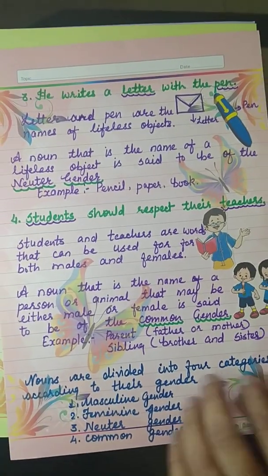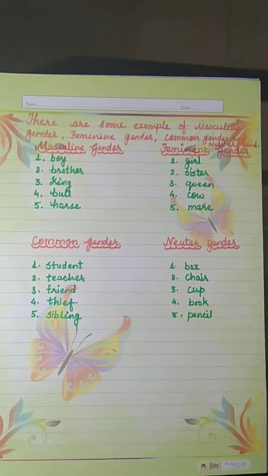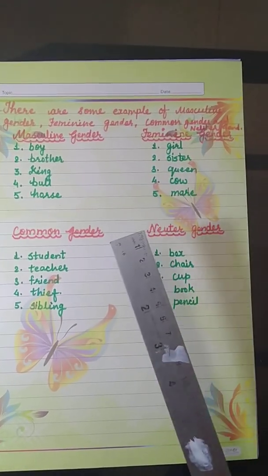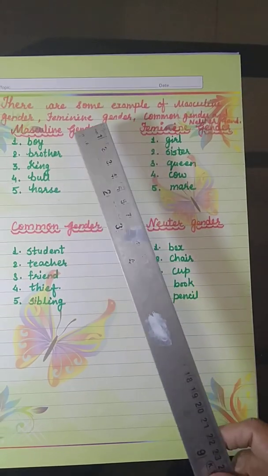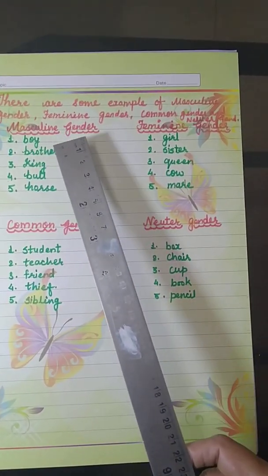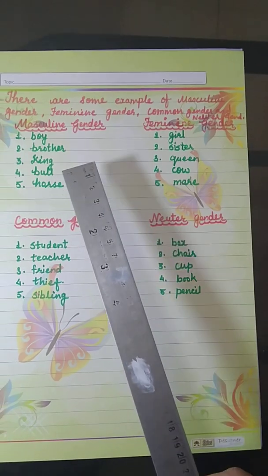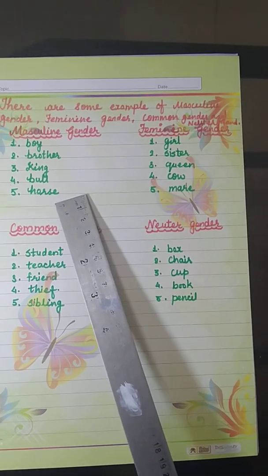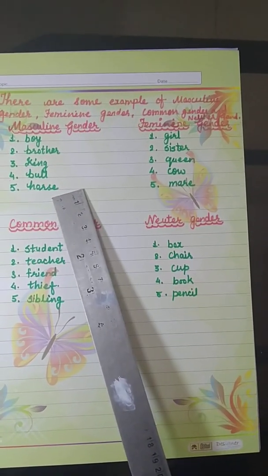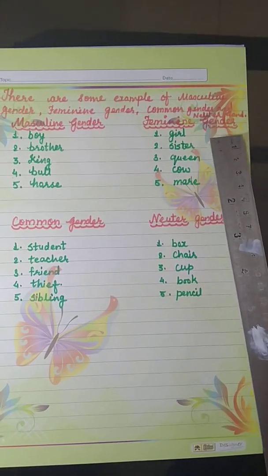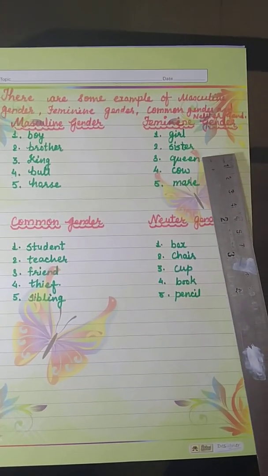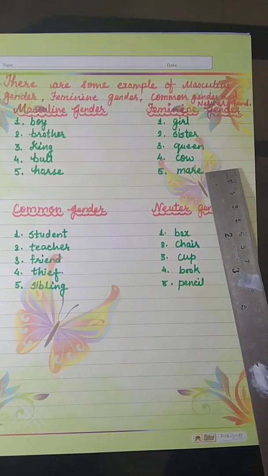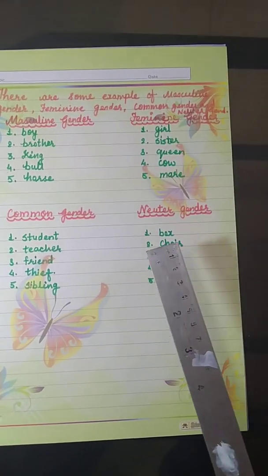Okay, now there are some examples of masculine gender, feminine gender, and common gender and neuter gender. We will see. You can see here the masculine gender: boy, brother, king, bull, horse. These are all males. So we categorize it in masculine gender. Here is feminine gender: girl, sister, queen, cow, mare. These refers to females too. So we categorize in feminine gender.